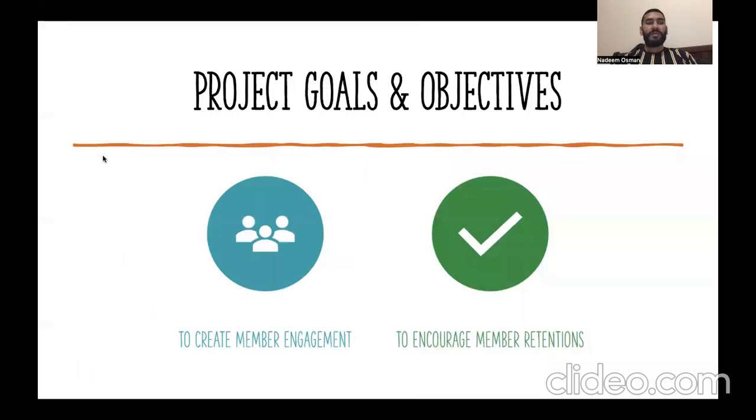Now, my project goals and objectives are to create member engagement and to encourage member retention. I want to make sure that people who come to the fitness center are getting to know each other. They know who they work out with, who else comes to the gym, instead of just being strangers. And on top of that, I want them to enjoy being at the fitness center. Therefore, they can see themselves at this location for a long period of time.